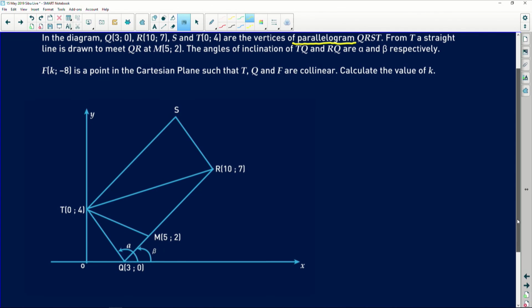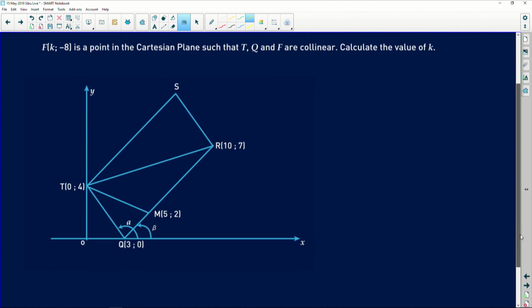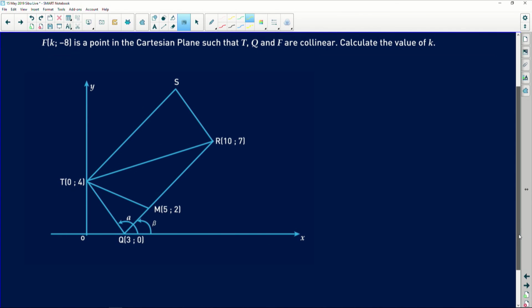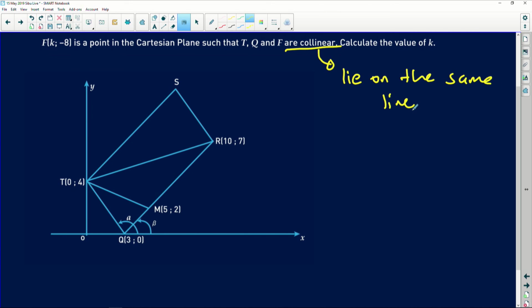Okay, cool. So now if we continue and try to look there, they say there's a point F, which is (k;-8), and it lies on this Cartesian plane such that T, Q, F are collinear. Aha, there's the key word there, collinear. What does collinear mean? It means that they lie on the same straight line. They lie on the same line. So I'm going to extend this line. The line they're talking about here, this one, which I'm now putting in yellow.